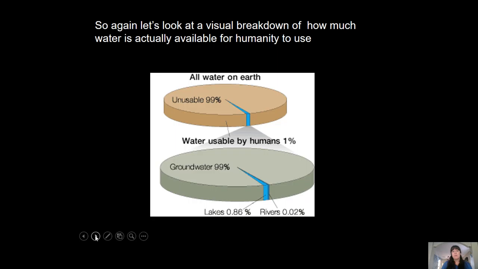Here's just one other visual breakdown. I know I'm beating you to death with this, but it's important, okay? We have to understand that out of all the water on Earth, 99% is unusable. Whether it's salty or frozen, we are only able to use 1% of that fresh water, all right? Very important number.